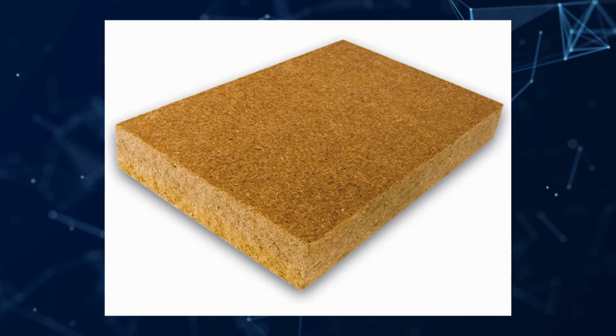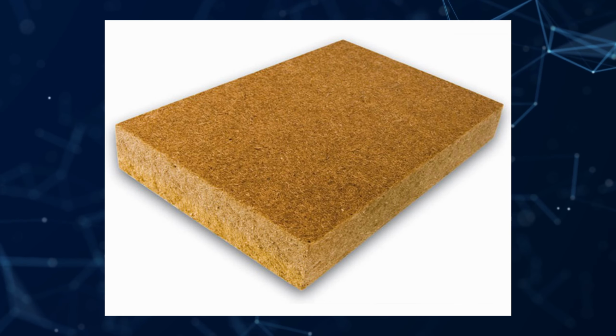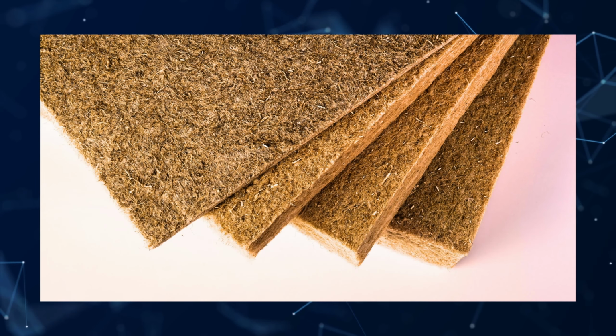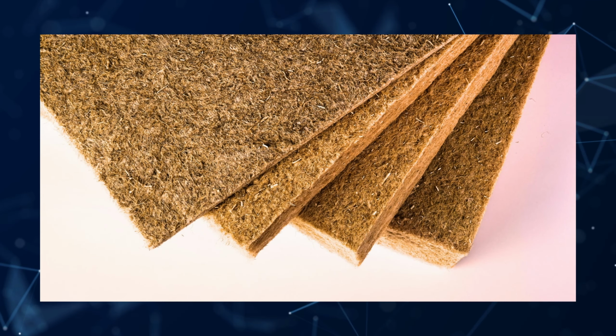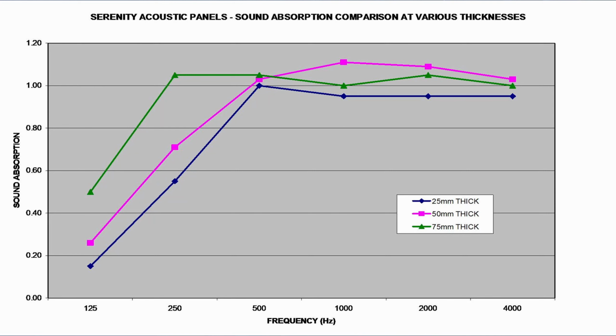Another material is wood. Wooden panels can also be used as acoustic panels. They are really effective at absorbing mid to high frequencies. Another really good material is hemp. So with hemp you are able to absorb mid frequencies and high frequencies as well. The appropriate thickness of the panels will depend on the frequency range you are trying to absorb. Generally, thicker panels are better at absorbing lower frequencies, while thinner panels are better at absorbing higher frequencies.